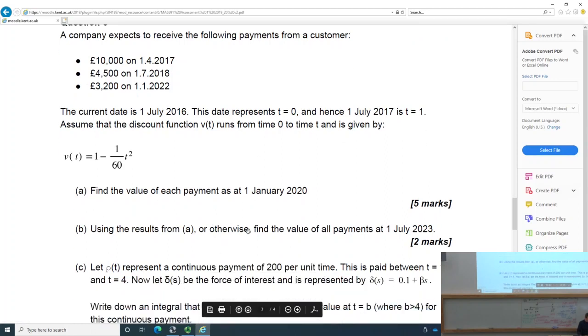Right, B, remember now we've got a net present value at the 1st of January 2020, so we need to accumulate that for 3.5 years to whatever the time is, whatever T is on 1st of July 2023.